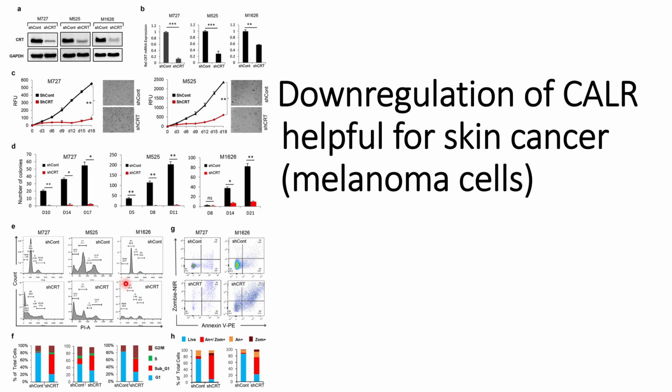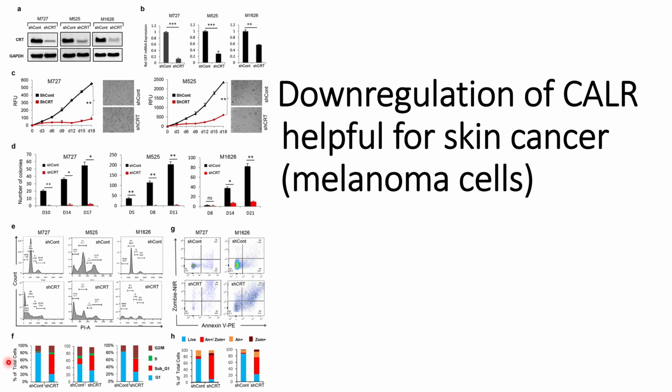And in case of M1626 cells, apoptotic cells are very few in the control condition, that is 0.71%, whereas in SHCRT this value is increased to 35.8%. This shows that downregulation of calreticulum will promote these cells towards apoptosis, thus helping to prevent the metastasis of these melanoma cells, as the number of these melanoma cells will be reduced whenever the calreticulum down regulation is there in those cells.